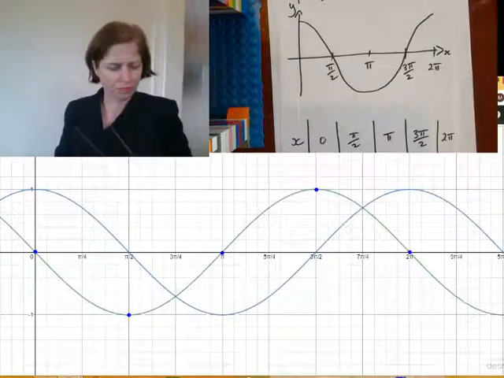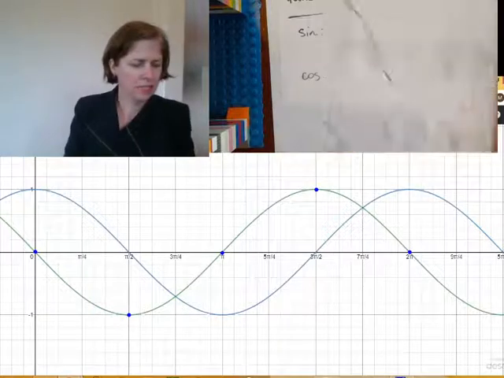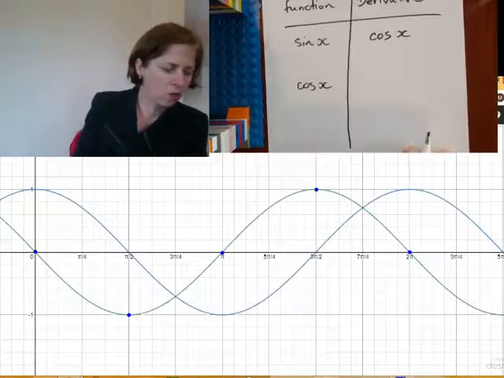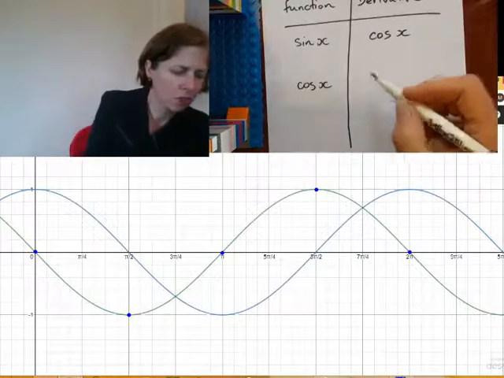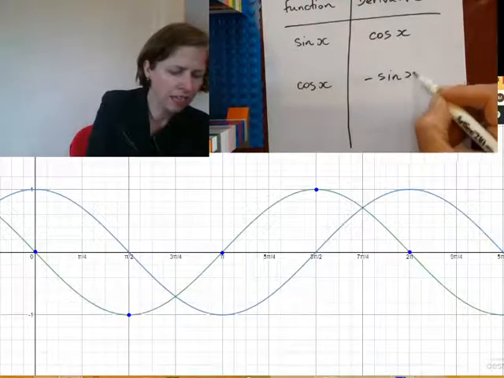I didn't fill my values in here. That doesn't matter. Let's go straight to here. For my function, when I've got the function of cosine x, the derivative is negative sine x.